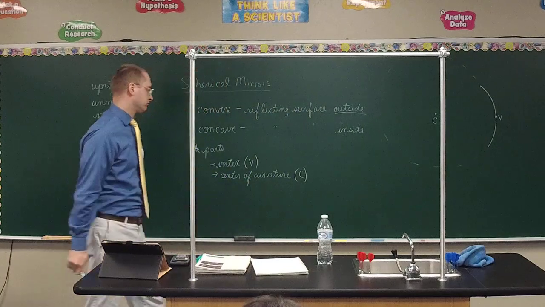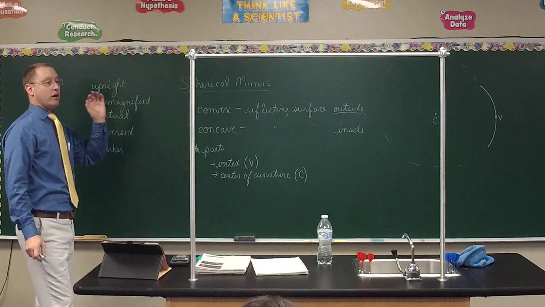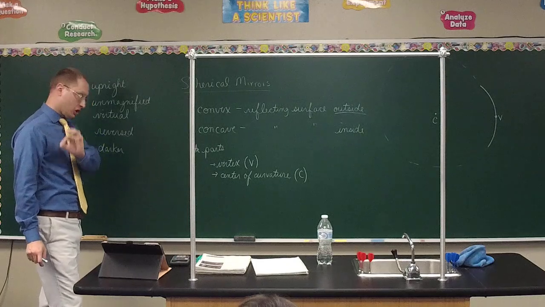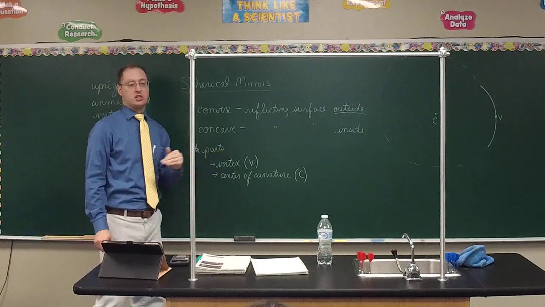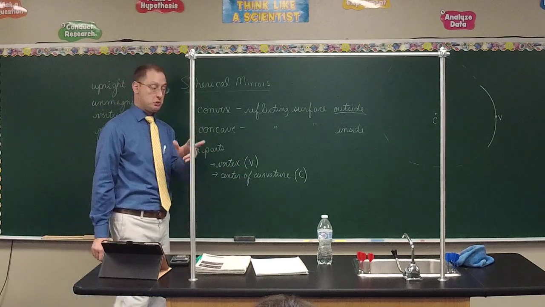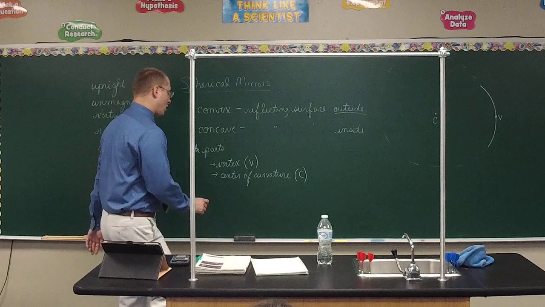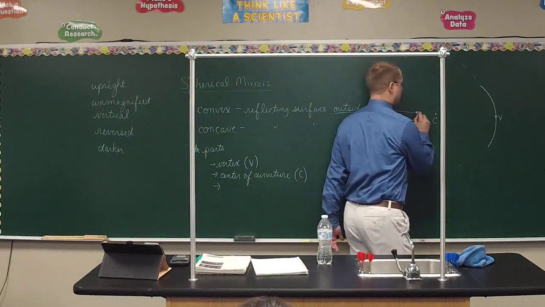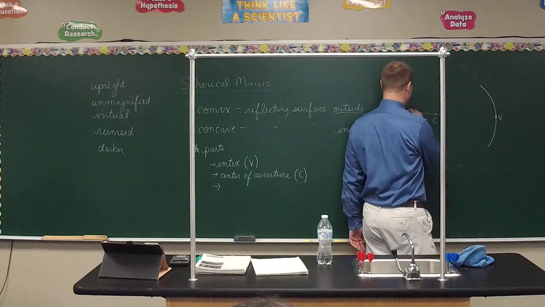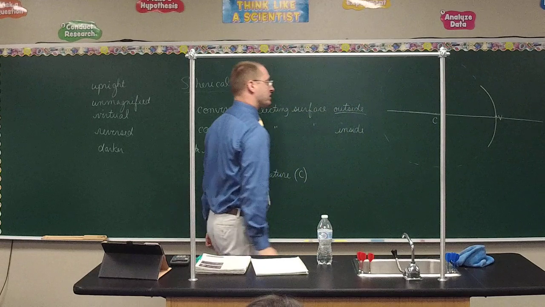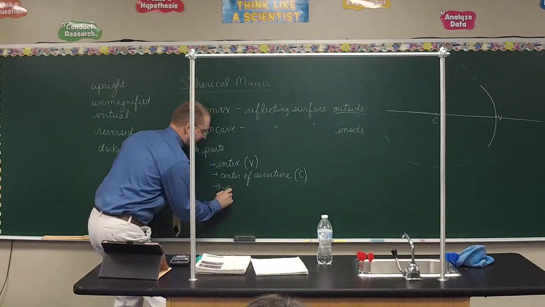Make sense? So the vertex is the center of the mirror itself, or the center of the surface. The center of curvature, class, is the center of the sphere. Do we understand the difference between them? All right, now if we were to draw a line through the center of curvature and through the vertex, this line through C and V is called the principal axis.